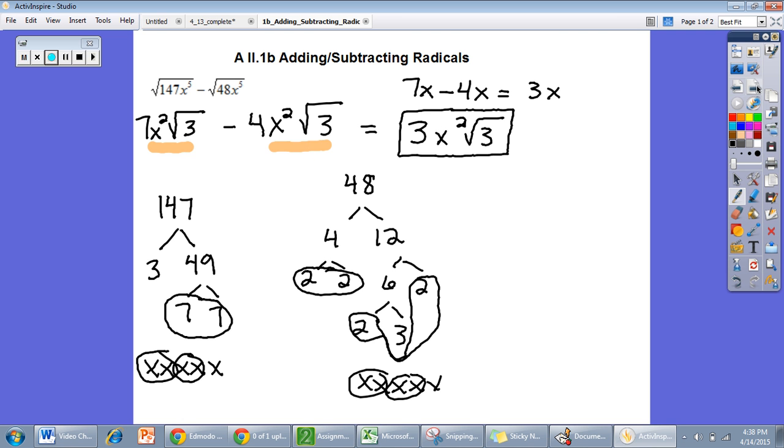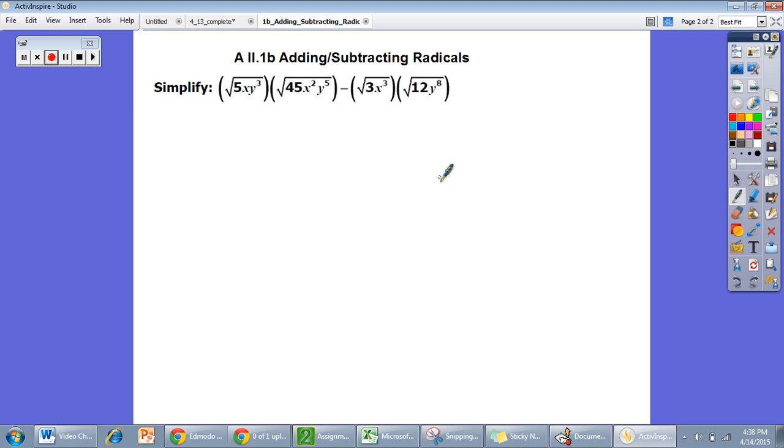Alright, let's do one more example problem. If you want to try this one on your own, pause the video and then come back and check your answer. Okay, this one is a good problem to try because we've got to multiply first and then do subtraction. So I'm going to multiply 5 times 45, which gives me 225. X times x squared is x cubed. Y cubed times y to the 5th is y to the 8th. And then 3 times 12 is 36.